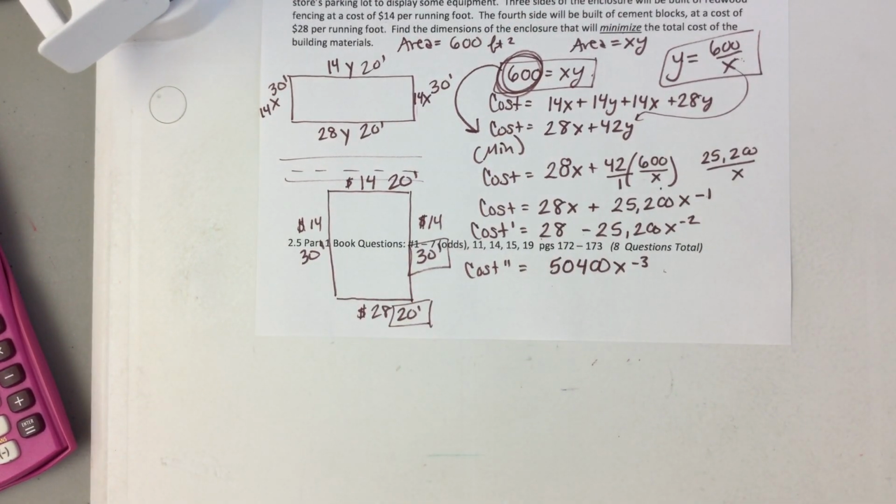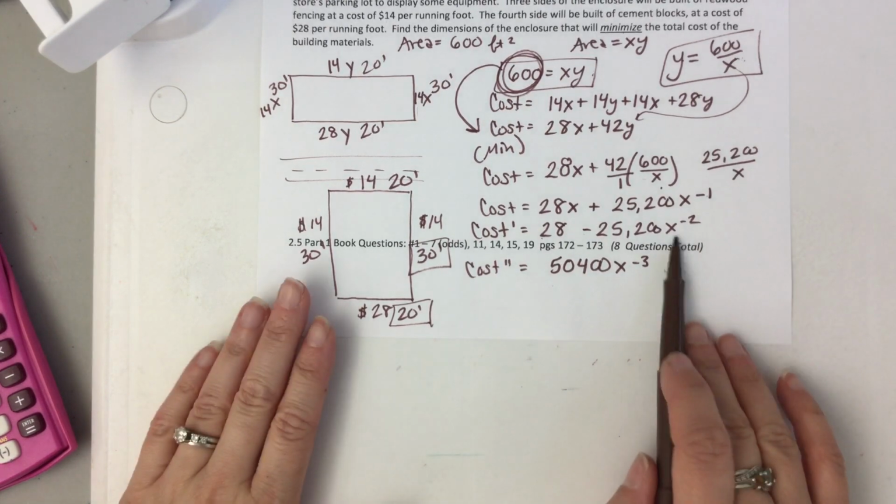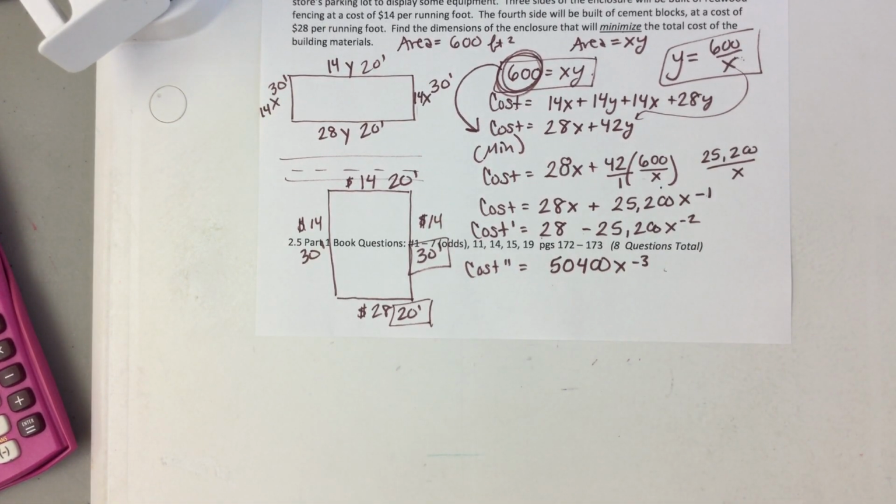You guys, that is the beginning of 2.5. There are 8 questions in the book that I think are awesome, plus we also have a worksheet.